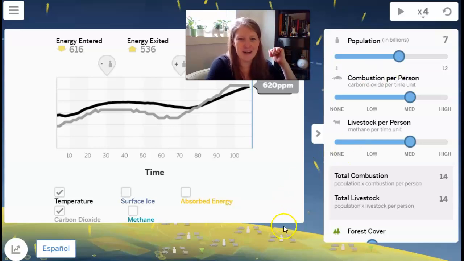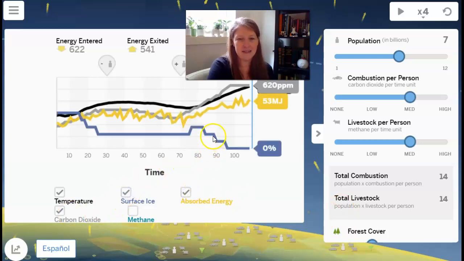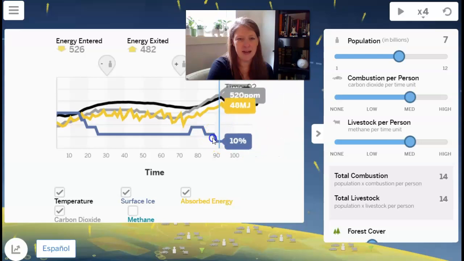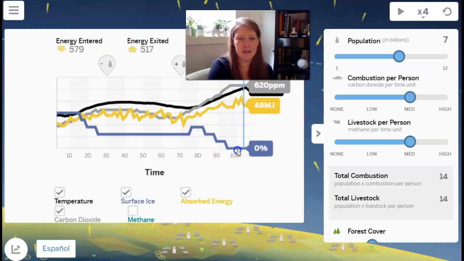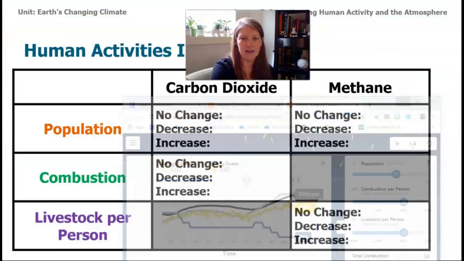But it's more just a matter of if all the people continue to do the human activities, that's going to continue to increase the carbon dioxide, which seems to have an effect on the amount of energy absorbed by Earth's surface and the temperature. And then also the ice, according to the sim, has dropped down to about 10% or 0% covering the surface. So this is some interesting stuff that we've figured out using the sim. There definitely seems to be a connection with the population and carbon dioxide.